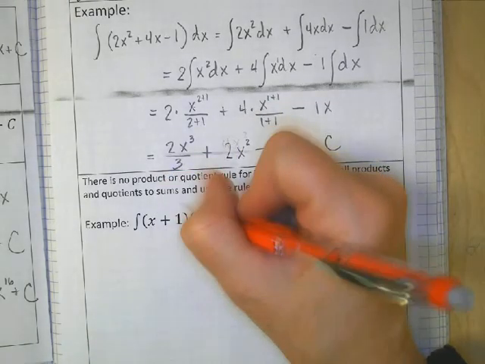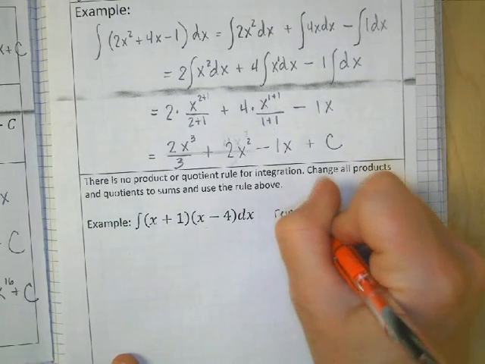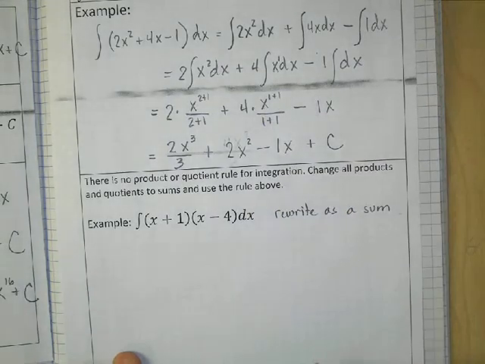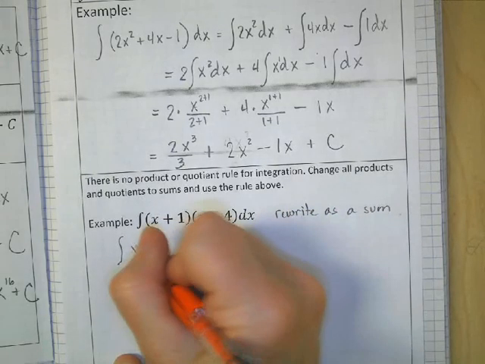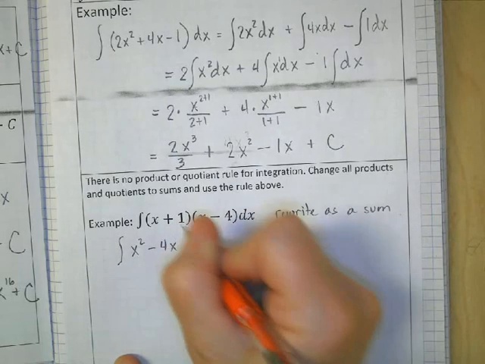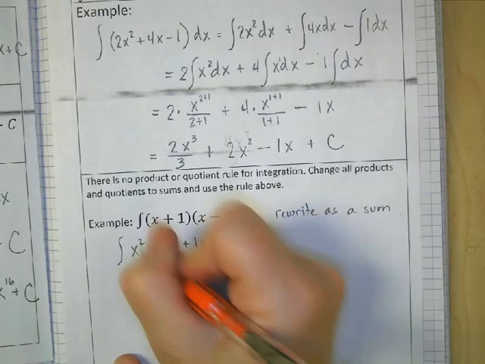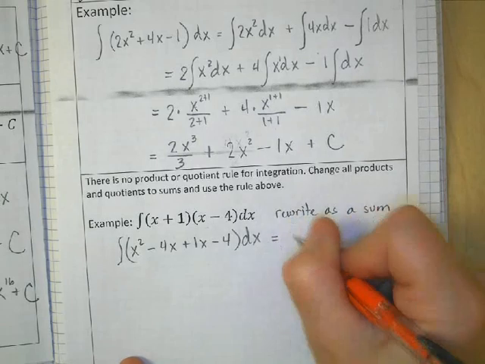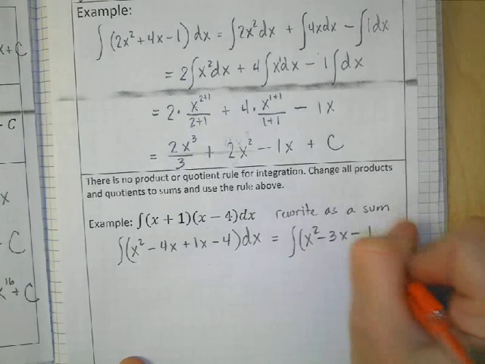So we're going to multiply this out. So I'm going to distribute this. So rewrite as a sum. Okay, distribute it. So I can rewrite this as x times x is x squared. X times negative 4, that's minus 4x. 1 times x plus 1x. 1 times negative 4 dx. I can combine my like terms. So I'm going to have x squared minus 3x minus 4 dx.